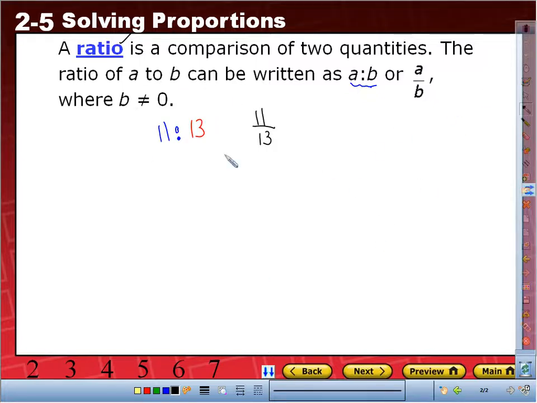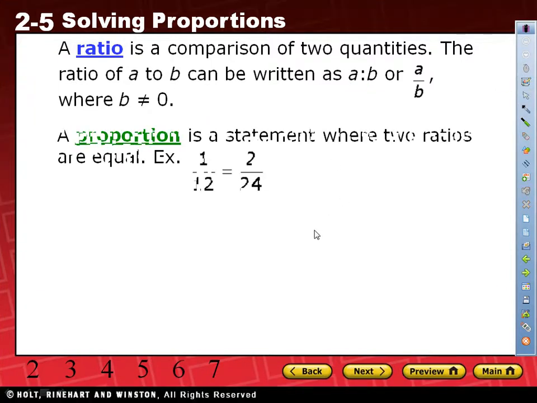Anyways, so let's continue. Here we go. Let's continue. That's a ratio. Let's go to proportion. If you're going to stay for lunch, that's fine. I need to finish this lesson.